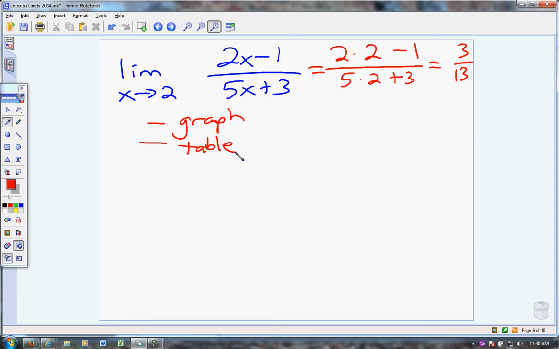Now, how about this problem? I'm trying to give you some techniques here that will help you in homework. How about the limit as x approaches 9 of x minus 9 over the square root of x minus 3?